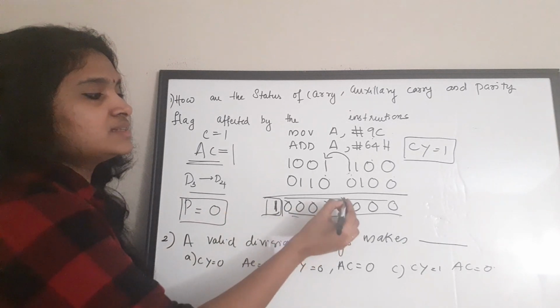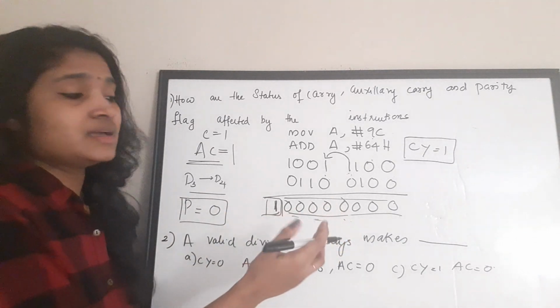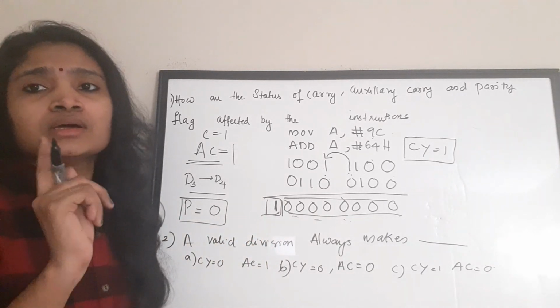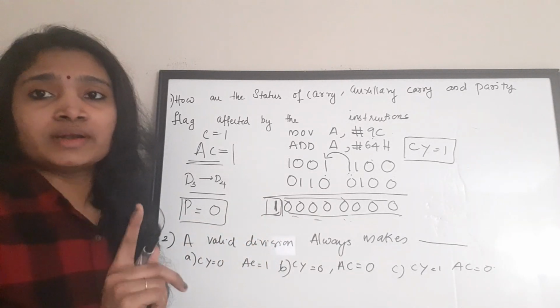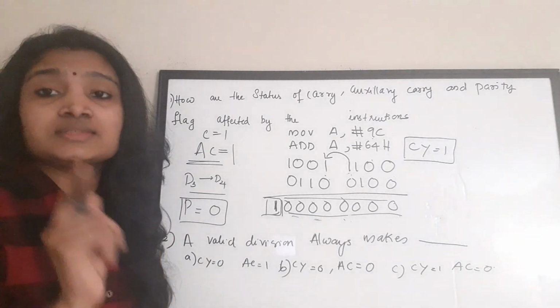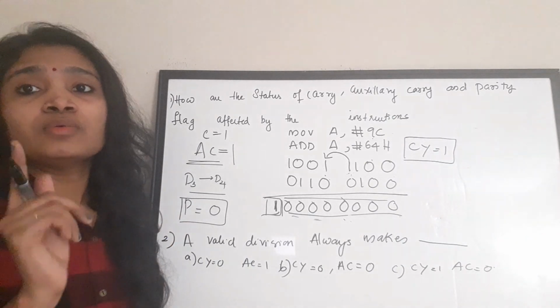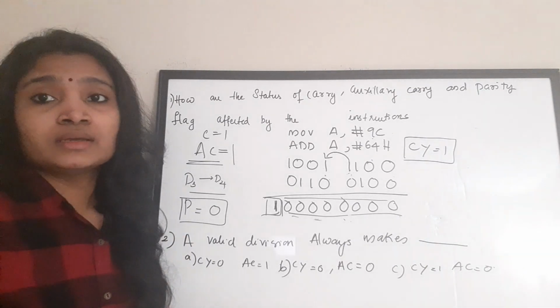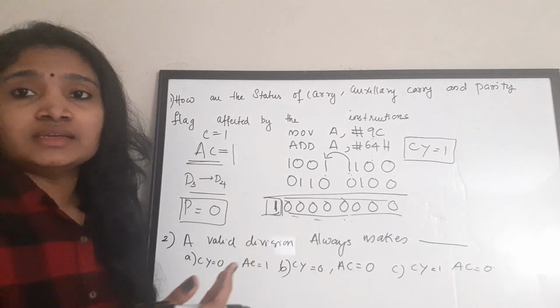Consider if there is a single 1 present. I am just taking an example. If there is a 1 present, it means the number of ones is only 1, and 1 is an odd number. So if the number of ones in the result is 1, parity is 1. If the number of ones in the result is even, then the parity is 0.